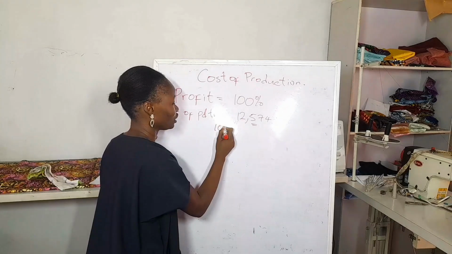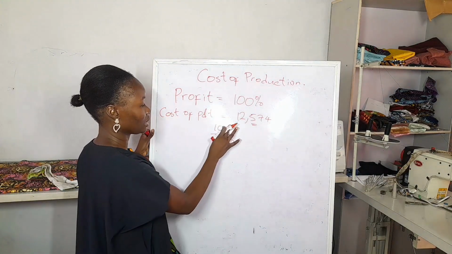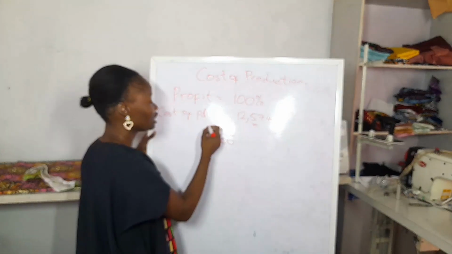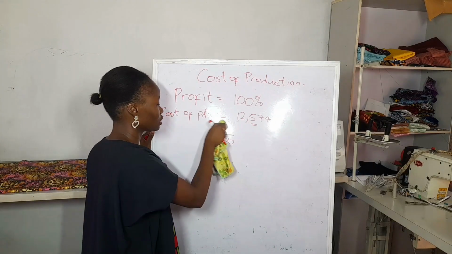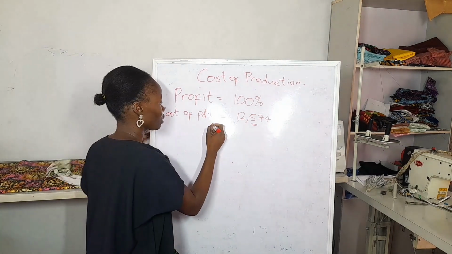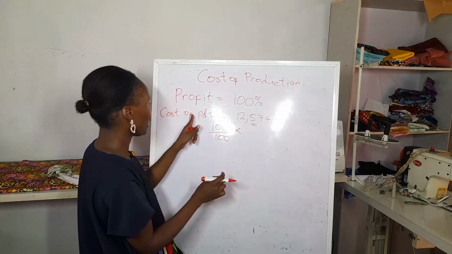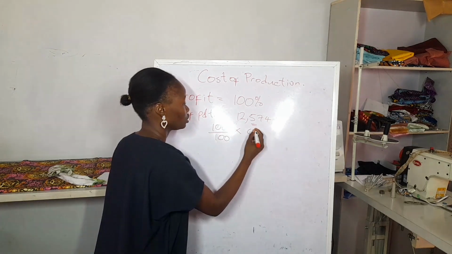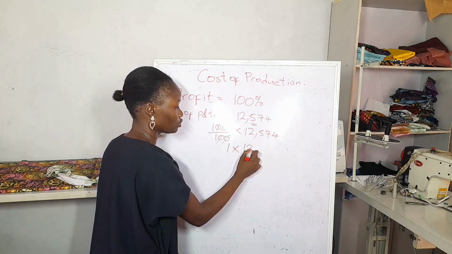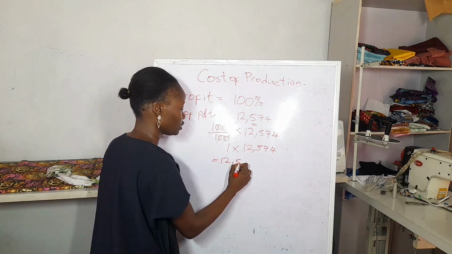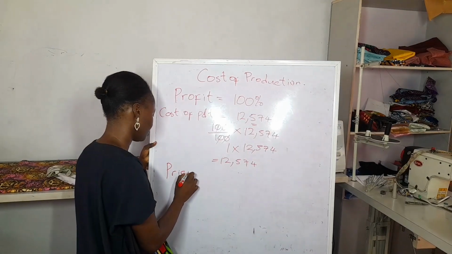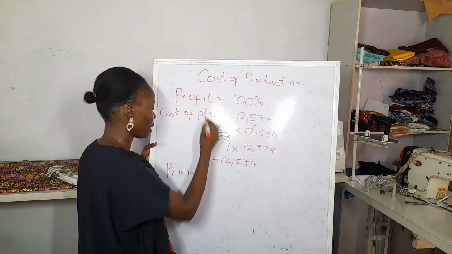Mathematics people who are watching, 100% is 100 over 100. Assuming it was 10%, that would be 10 over 100. If it was 20%, it would be 20 over 100. If it was 200%, that would be 200 over 100. So it depends on how much profit you want. I'll be using 100 over 100 multiplied by my cost of production, 12,574. 100 over 100 is 1, so 1 times 12,574 gives me 12,574. So this is the profit. So for my pricing, it is my cost of production plus my profit.